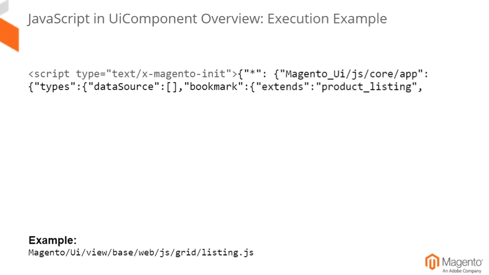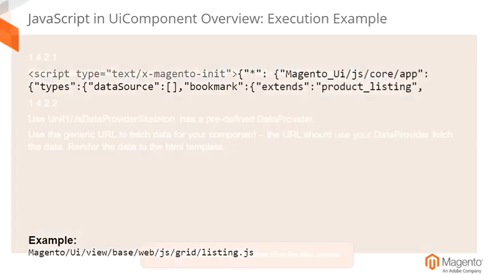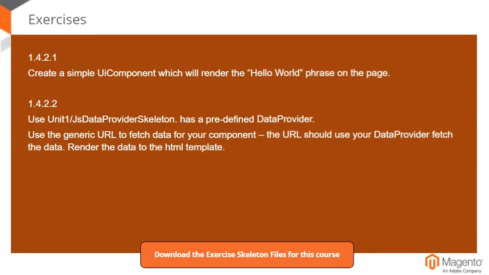It is very important to focus on the JS execution itself. You will see that it is executed through a special module, Magento UI JS Core App. This module is used to execute UI component JavaScript and differs greatly from the other UI component JavaScript modules in Magento. See your course exercise guide for instructions on how to complete this exercise and the solution.